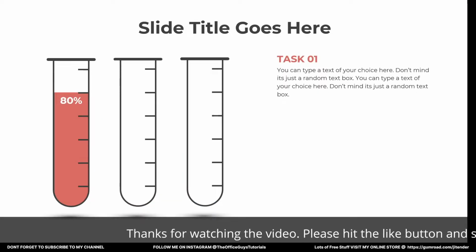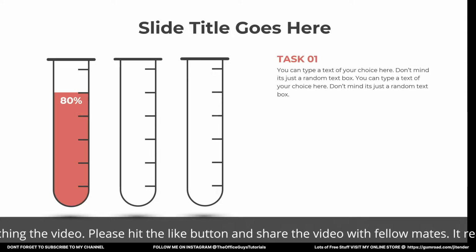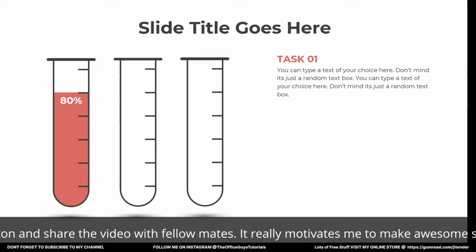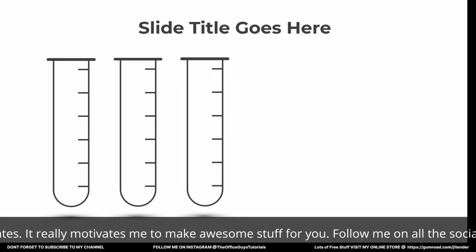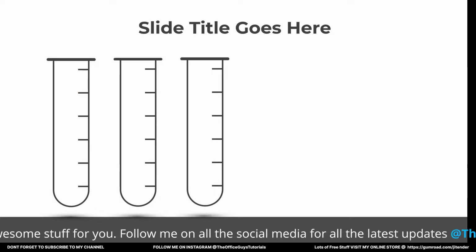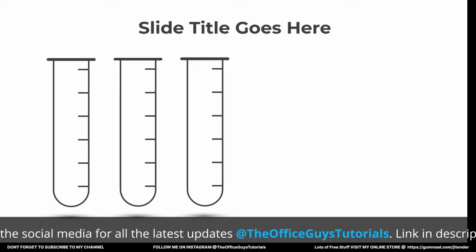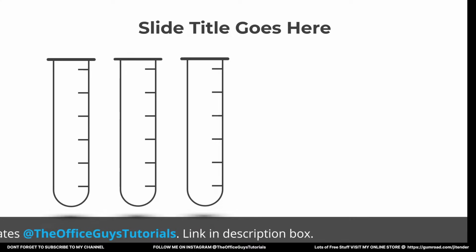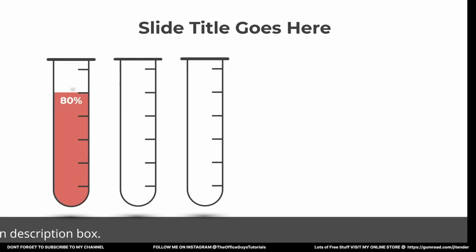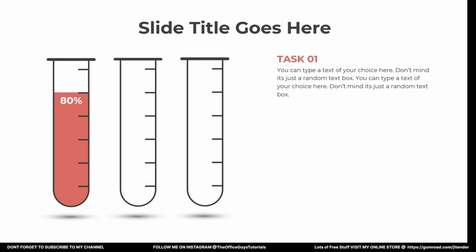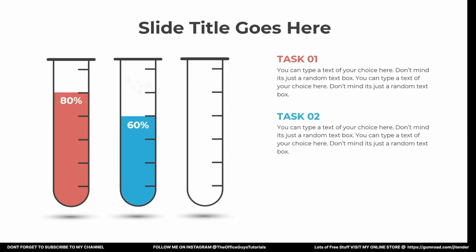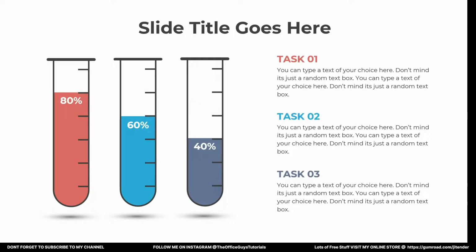In this video, I'm going to show you how you can create an animated slide design in just PowerPoint. So let me show you what we're going to do today. You have 3 tasks and you want to show how much the individual task has been covered. So when you press the arrow key on your keyboard, you will get the first one, which is done by 80%, the second one by 60%, and the third one by 40%.